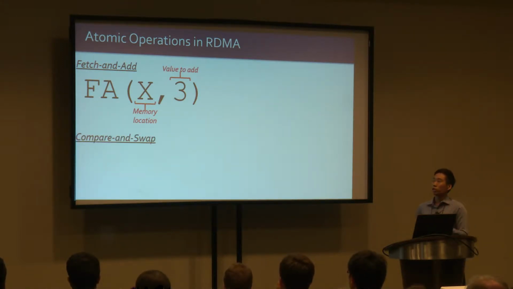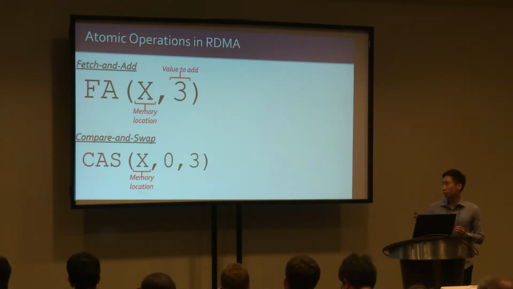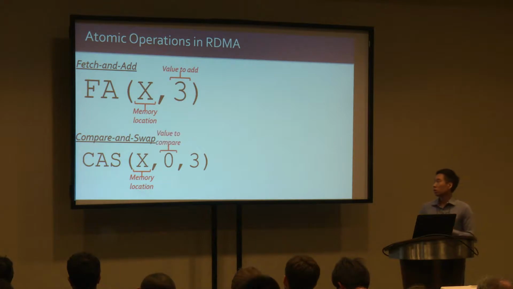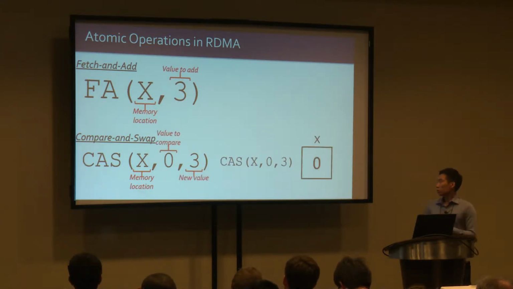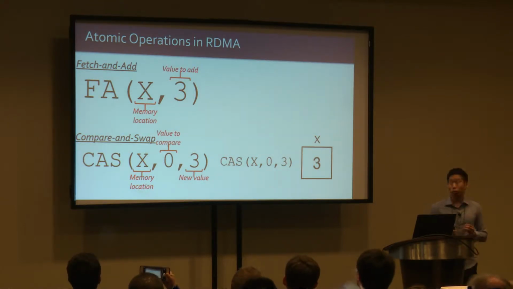The second operation is compare and swap. This operation takes three arguments. x, again, is the memory location, 0 is the value to be compared, and 3 is the new value. Here again, this operation sees that x is 0, so it will change it to 3.